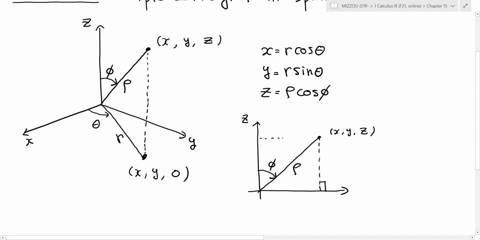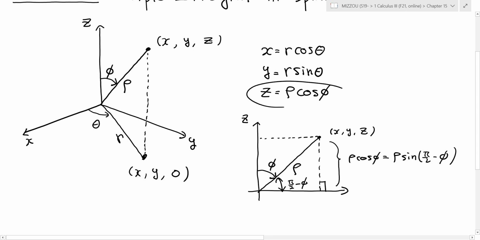What's the z-coordinate here by using rho and phi? The z-coordinate is the height here. That's the same as looking at, so this angle is phi. By pretty much the definition of cosine, the length here is rho cosine phi. Or you may think this way: here, this angle is pi over 2 minus phi, and the height is rho cosine phi, or rho sine of pi over 2 minus phi, whichever. In either case, you'll see that the height z is rho cosine phi.